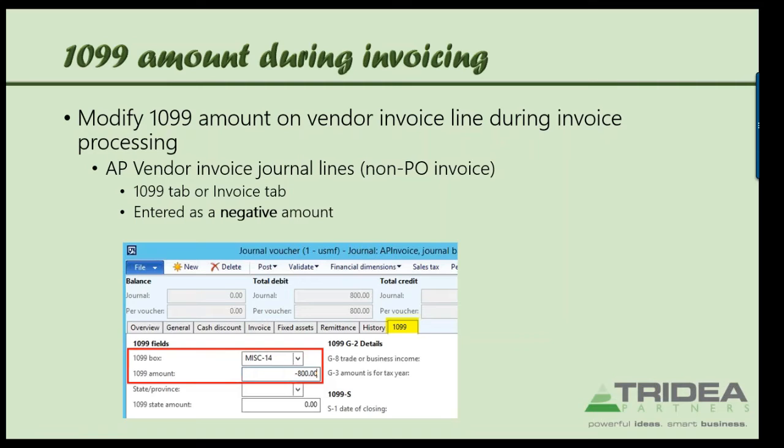Now, if only a portion of that amount should be recorded as 1099, I can actually edit the amount in this field. So if my invoice was for $800, but only $750 of it was reportable as 1099, I would go ahead and edit this field and enter a negative $750. I just want to point out that in this form, you do have to enter the amount as a negative because of the way AX processes the 1099 amount in the background. I just wanted to point that out. But it is a positive invoice amount.